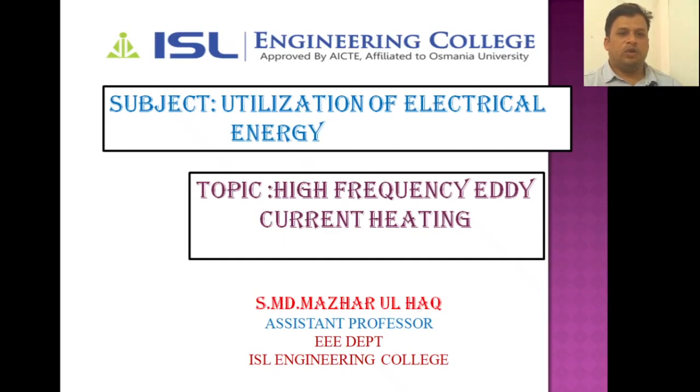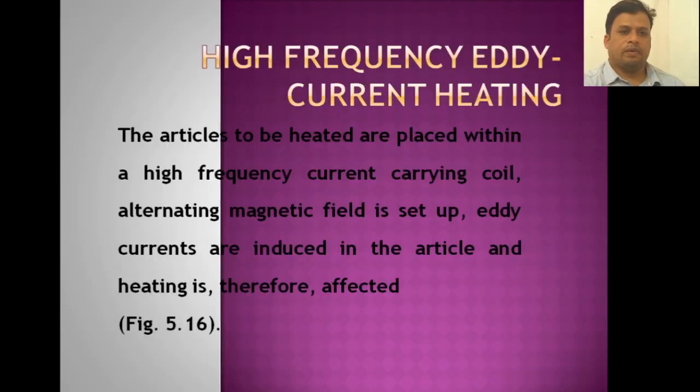So, we are studying about the types of heating now, and one of the types of heating is eddy current heating, high frequency eddy current heating. High frequency eddy current heating means the articles to be heated are placed within a high frequency current carrying coil, and the alternating magnetic field is set up. So, the eddy currents are induced in the article and heating is therefore affected. This is the high frequency eddy current heating.